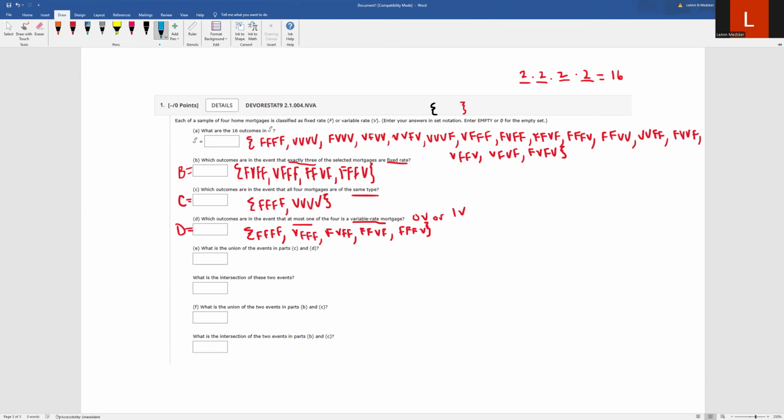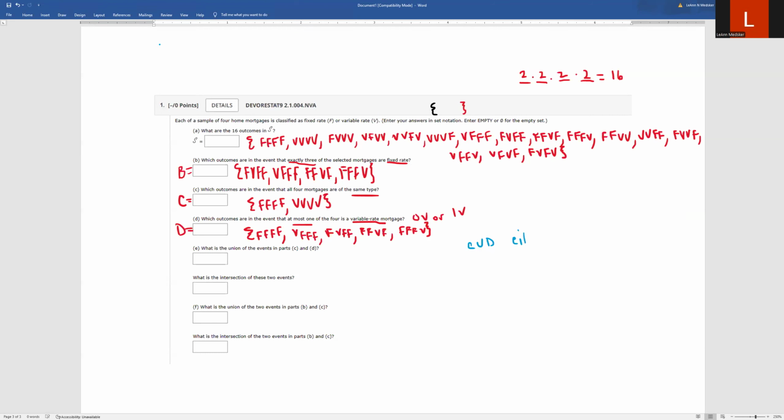Okay. Now, once we get down to this next part, they're going to start doing unions and intersections. So a union means, if we say, what is the union of the events in part C or D? So that's my subset C union my subset D. That means we are either or we could be both. We could be in both sets. So it's any element you see in either group, even if they have it in common. You just list it once.